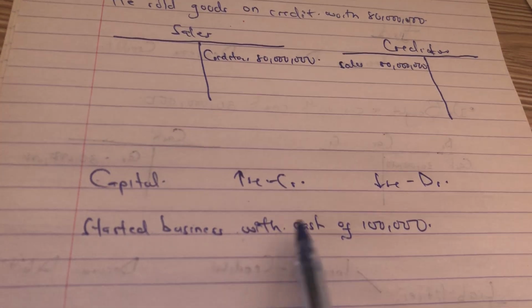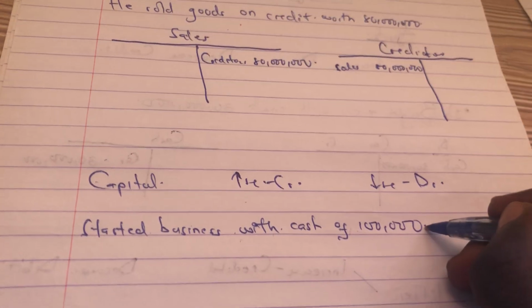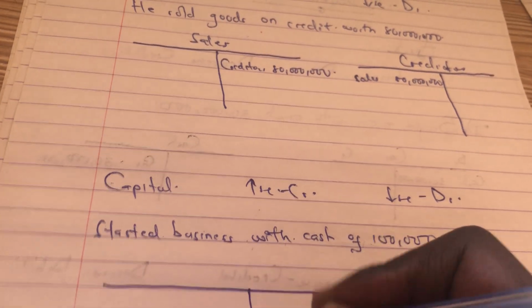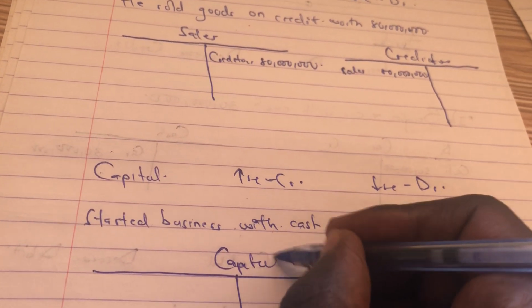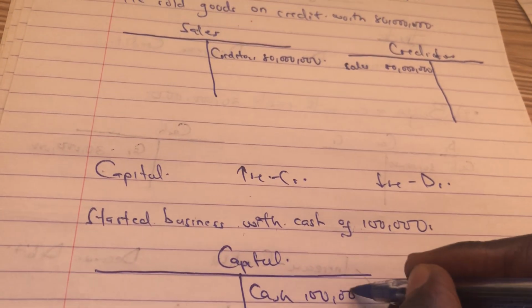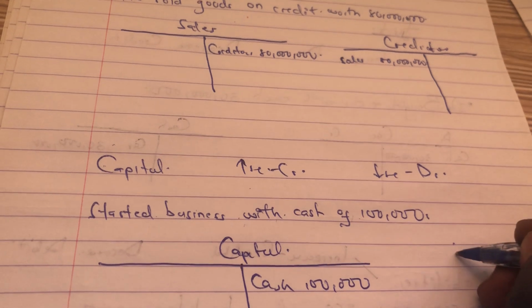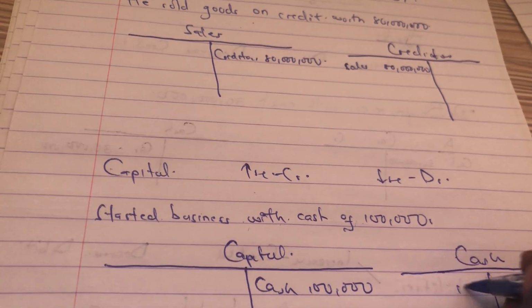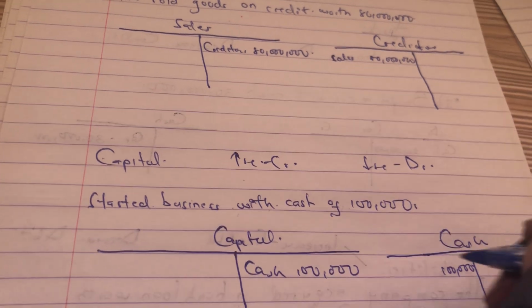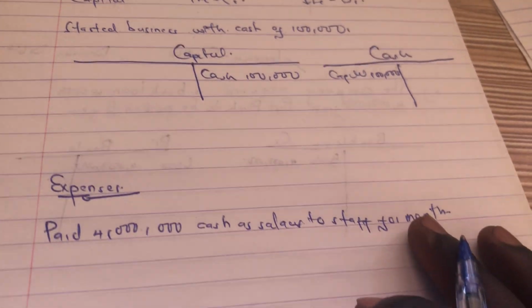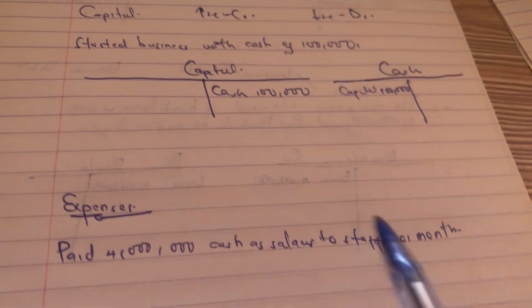Then for capital, when capital increases, we also credit, and when it decreases, we debit. For example, you started a business with cash of, let's say, 100,000. Are we together? So the capital is increasing. So in the capital account, since it's increasing, we shall credit it with cash of 100,000, and the opposite, we shall debit the other account, cash. Are we together? This is cash with 100,000, which will be the capital. Are we together? Then here we have the expenses.